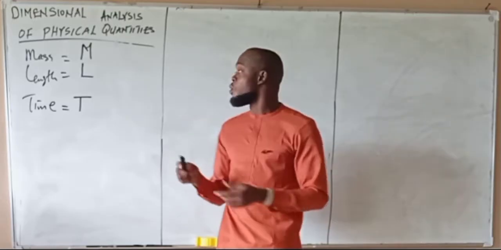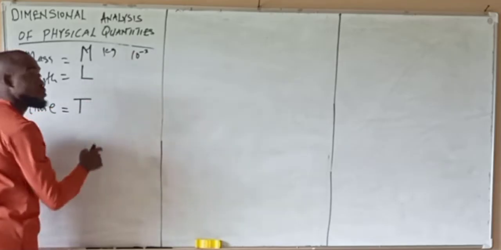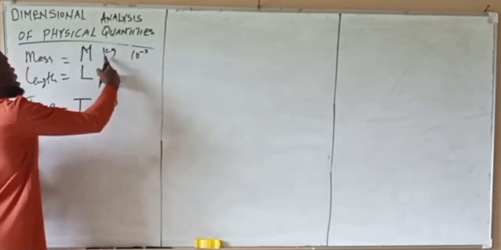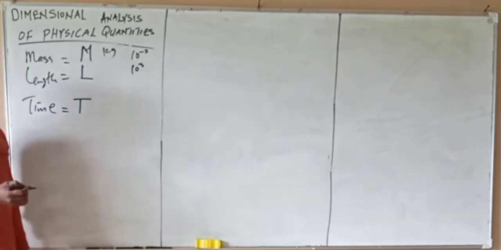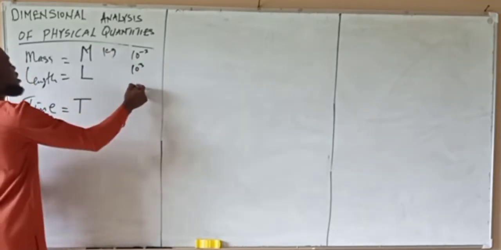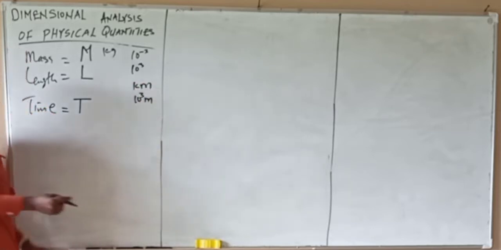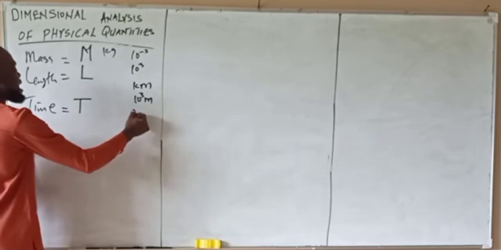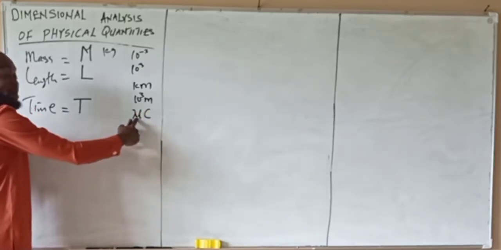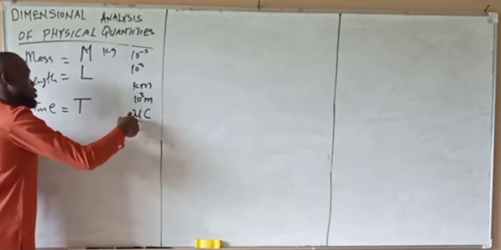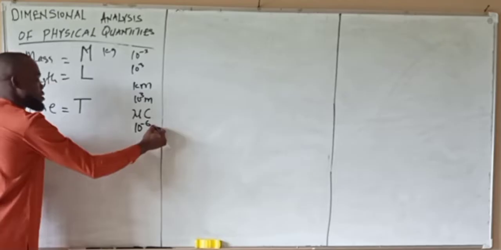For example, kg means kilogram. This k means kilo. This g means gram. The value of this kilo is 10 raised to power 3. So kilometers is 10 raised to power 3 meters. That's what I'm trying to say. It's what we call microcoulomb. This is the symbol for micro. Now the value of the magnitude of micro is 10 raised to power minus 6.